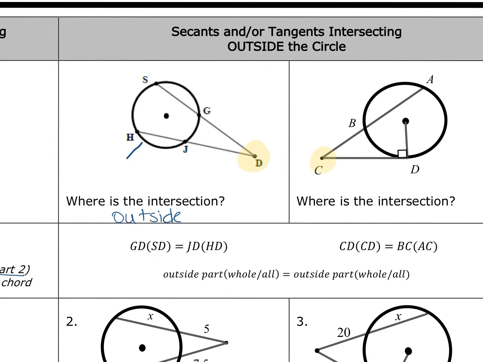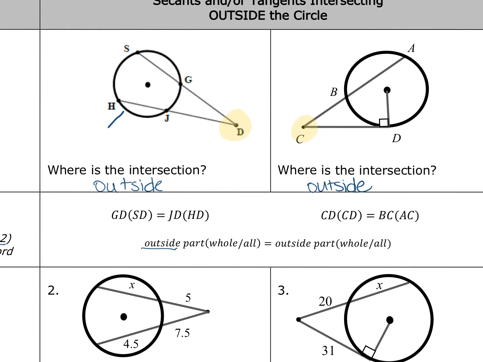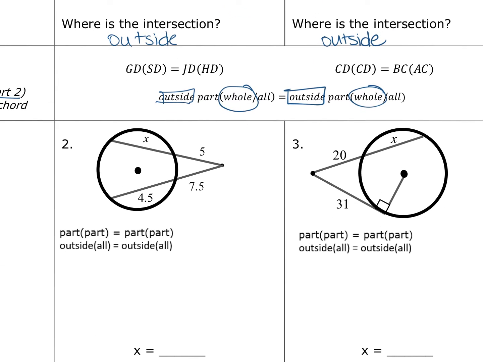This one, again, the intersection is on the outside at point C. So our formula for these two, it's going to be the outside times the whole, and then equals the outside times the whole. Again, for this, we need to keep the same lines together on the same side of the equation. You cannot mix them up. So let's try an example of each of these. We just said that the intersection's on the outside, which means we are going to be using the outside times all or outside times whole formula.